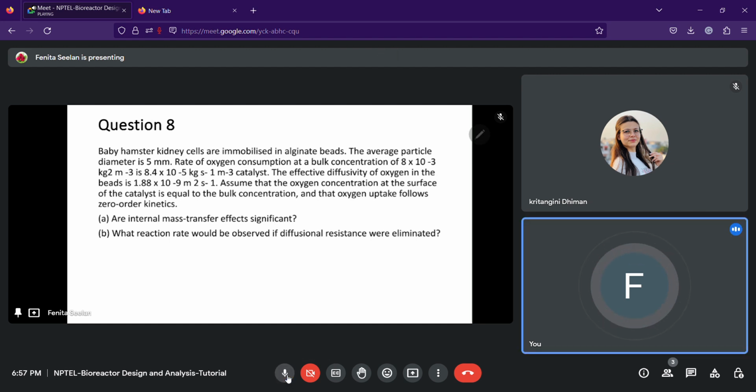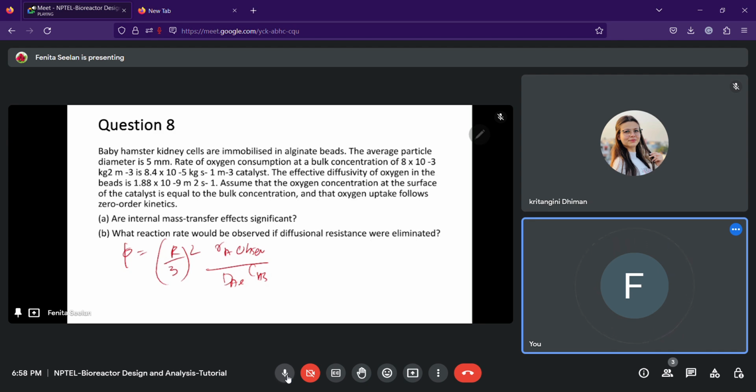So if you want to assess the internal mass transfer, we have to calculate the observable Thiele modulus. In the case of spherical geometry, the Thiele modulus is given as R by 3 whole square, rate observed divided by the diffusivity into the concentration at the surface.